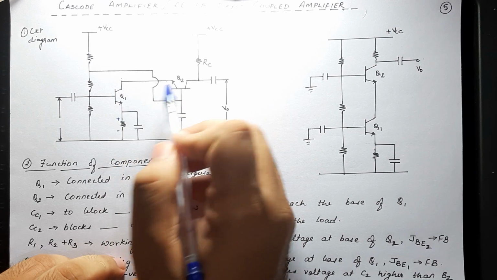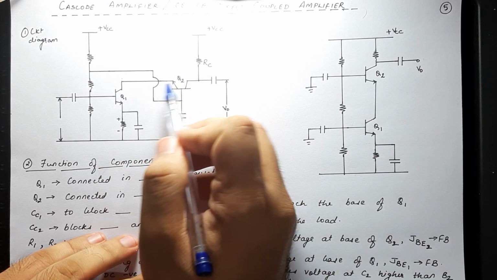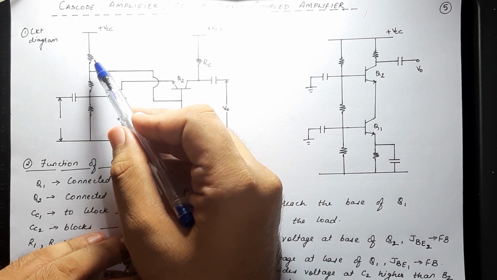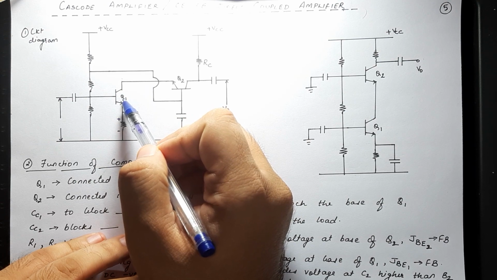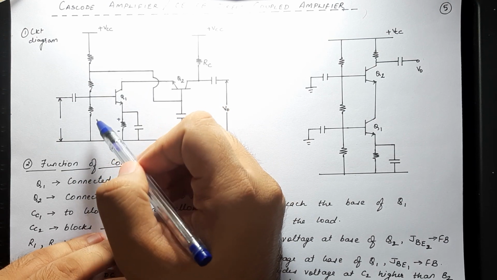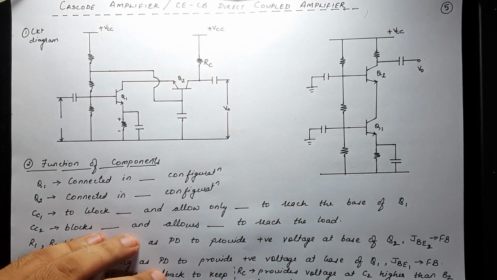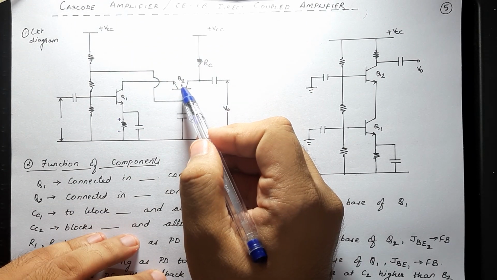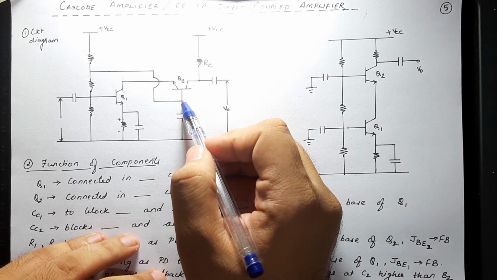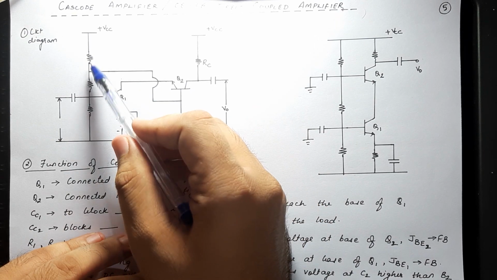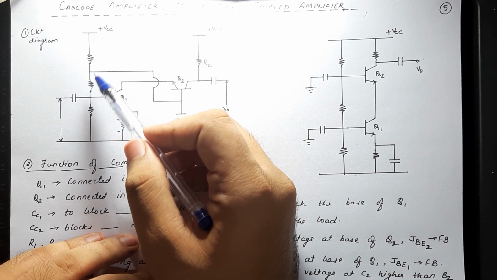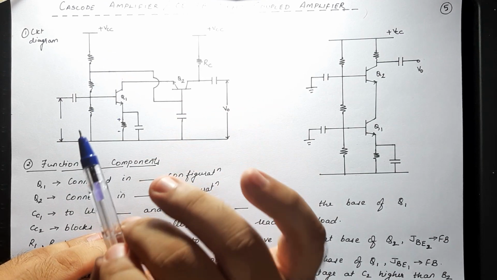You have two transistors connected via a direct coupling network. At the input of the first transistor you have three resistances connected in a potential divider configuration, and you have the second transistor again being biased via a potential divider by three resistances. How is it connected? Let's see one by one.